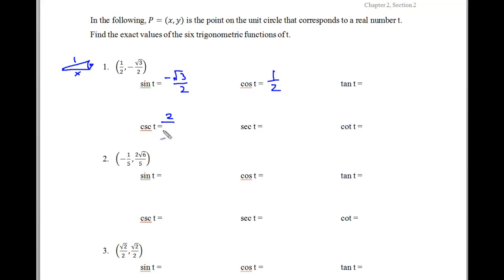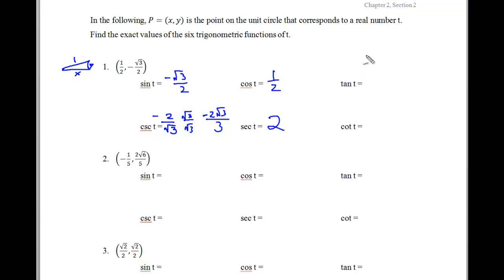The inverse of sine is cosecant, so you could flip this on its head. The negative can move anywhere as long as there's one of them. And then we're going to rationalize the denominator by going square root of 3 over 3. So this is negative 2 square roots of 3 over 3. The secant is going to be the inverse of cosine, so there you go. 1 over 1/2 is 2.